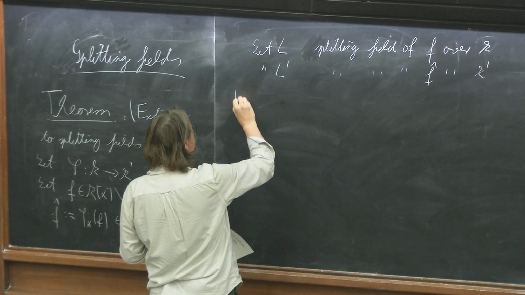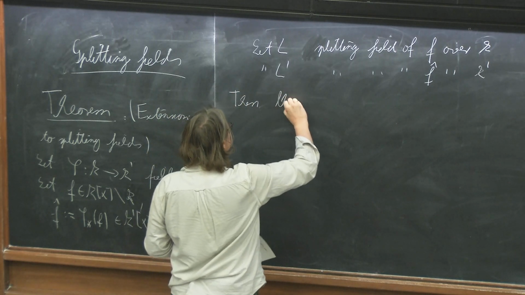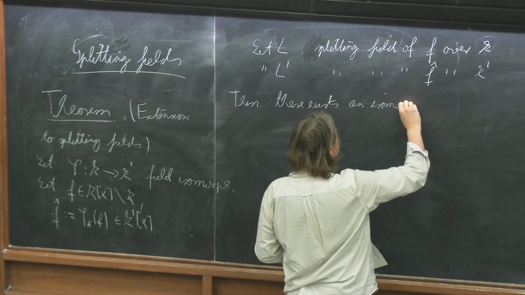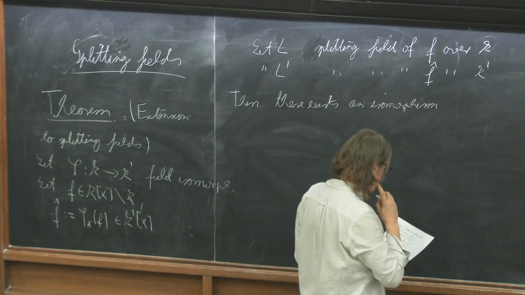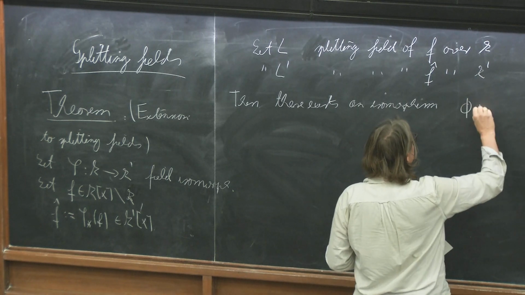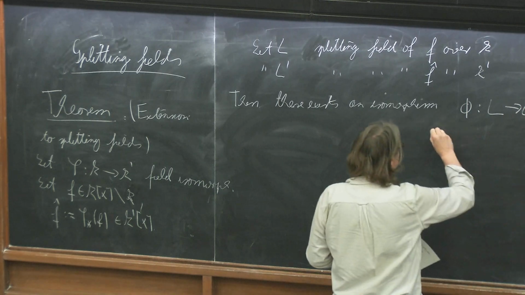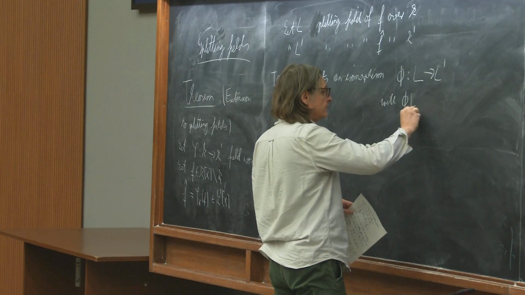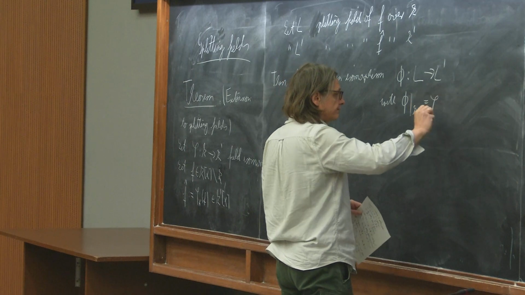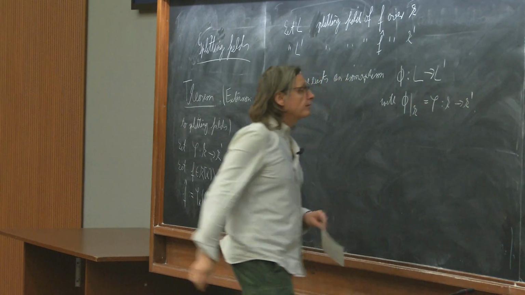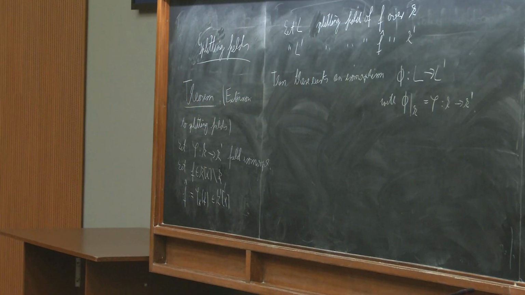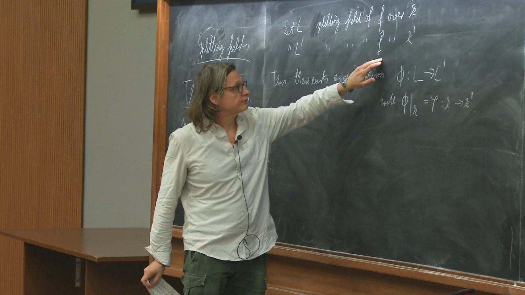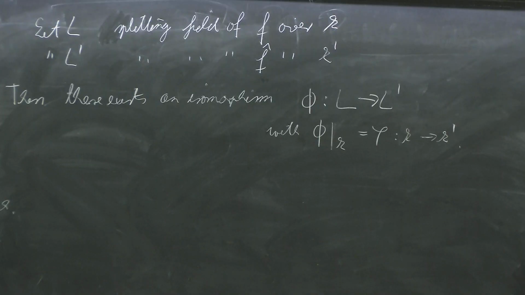So then there exists an isomorphism, which I call, say, large phi, from L to L prime, restricting to small phi on K. So we have an extension of our original isomorphism to the splitting field of the polynomial, where obviously in order to make sense of this we have to transform the polynomial to the other field.